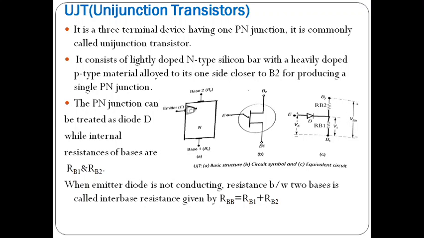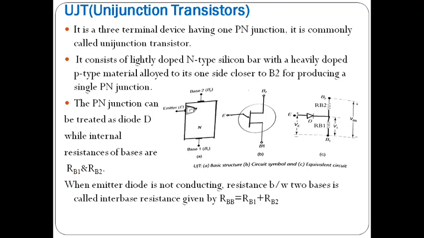Here the circuit symbol of the unijunction transistor is represented in figure B. It is like a transistor, it has three terminals, but the emitter terminal is a little tilted here. And its equivalent circuit is represented in figure C. It forms the one PN junction, so it is nothing but a PN diode, and here it is represented with the PN diode.